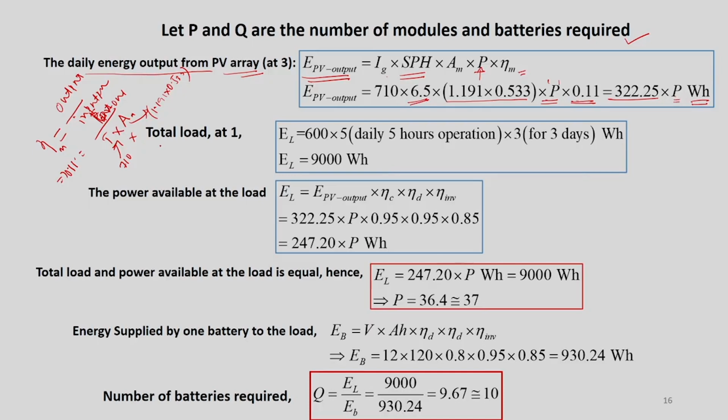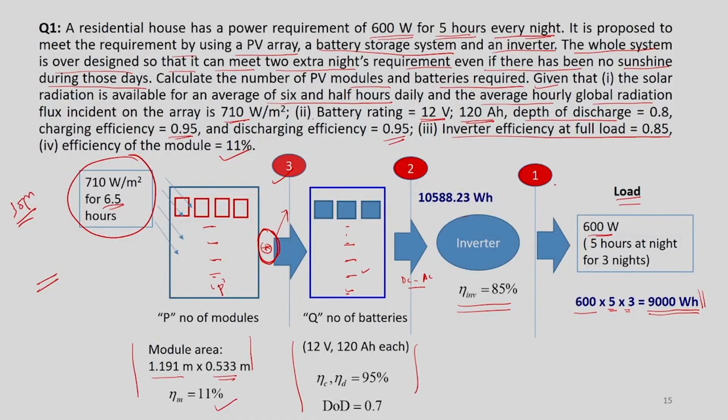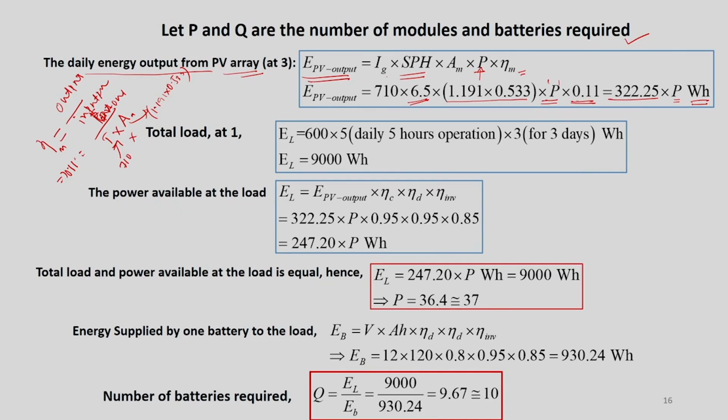And also we know the total load at 1, okay. So, what is 1 here? This is the 1, and we know the load here, already we have done the calculation. So, 600 watt per day, and for 5 hours and for 3 days. So, it will be 9000 watt hour, right. So, this information is known to us, okay. This can be calculated, and EL is the load, the energy required, 9000 watt hour, right.